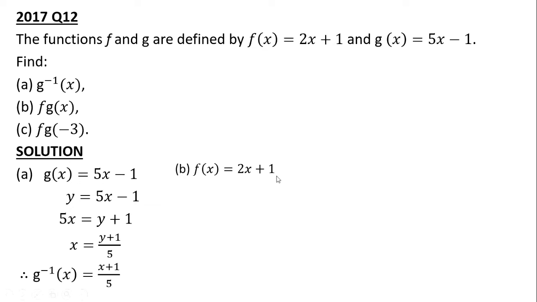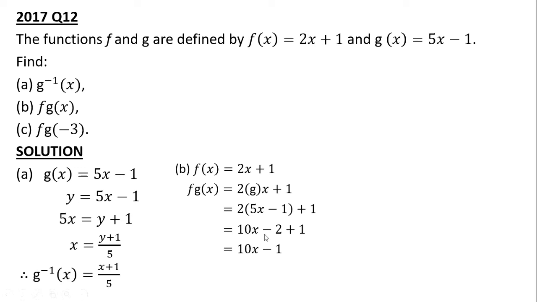f of x is equal to 2x plus 1. F of g of x: where there's that x, replace g of x. Our g of x is 5x minus 1. So expand. 2 times 5x will give you 10x. 2 times negative 1 will give you a negative 2. Simplify. Negative 2 plus 1 is the same as negative 1. Therefore, f of g of x is equal to 10x minus 1.